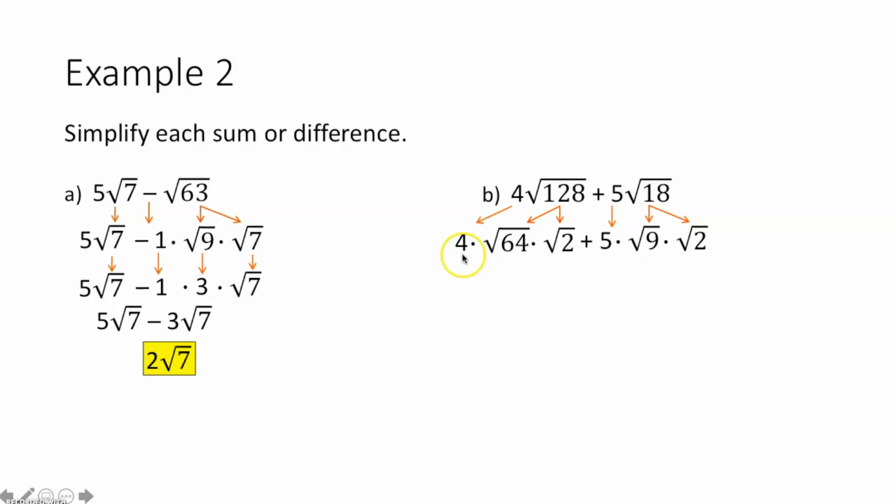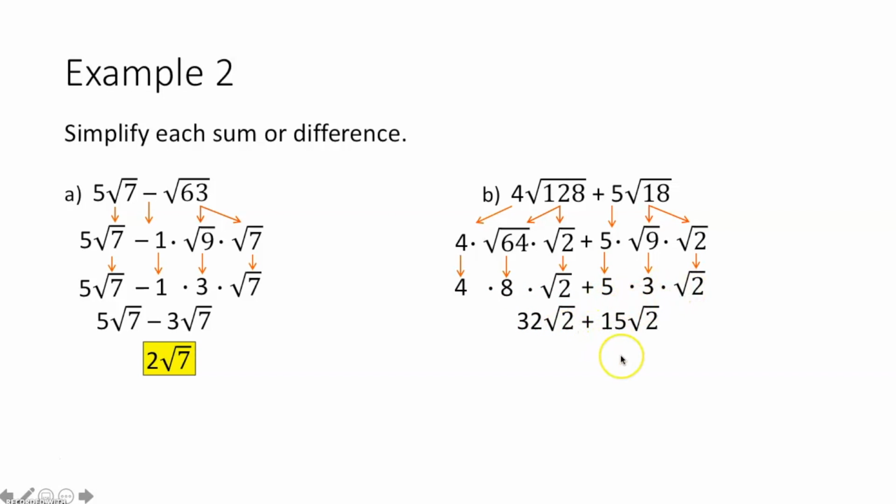Now let's keep these going. 4 stays 4. The rad 64, square root of 64, we know is 8. And then rad 2, can't break that up any further, so it stays rad 2. Then it's plus 5. Then the square root of 9 is 3. Square root of 2 stays rad 2. Now, 4 times 8 times rad 2 is going to give you 32 rad 2. 5 times 3 times rad 2 gives you 15 rad 2. Now we have like radicals, so we keep that radical, and we just combine the coefficients. What's 32 plus 15? That's 47.